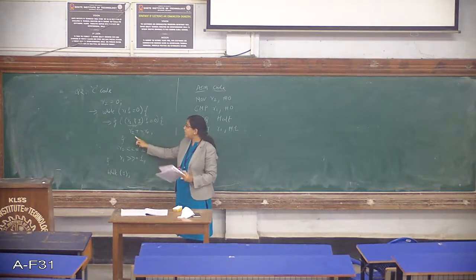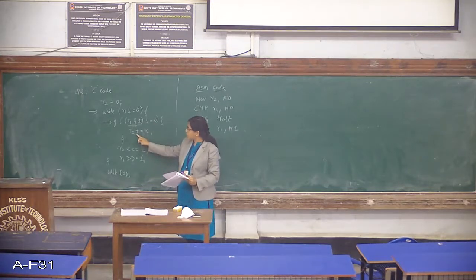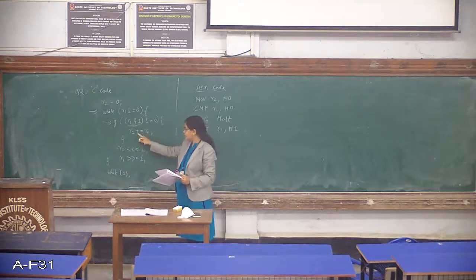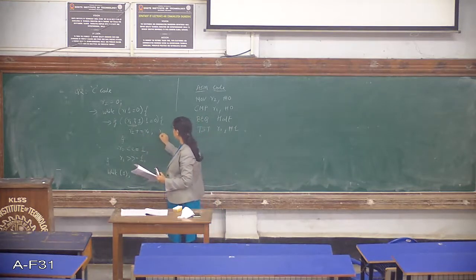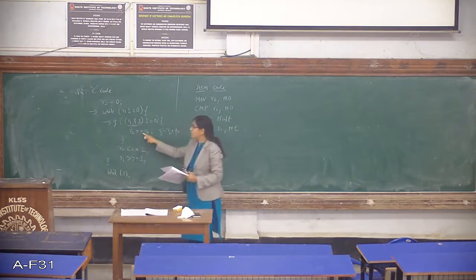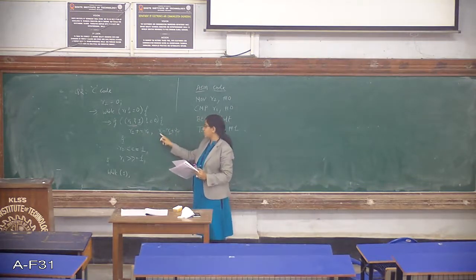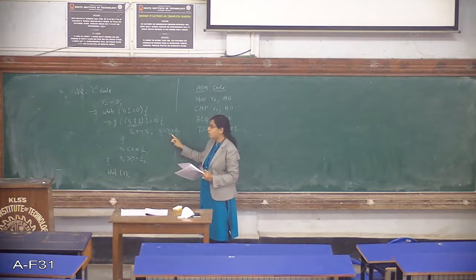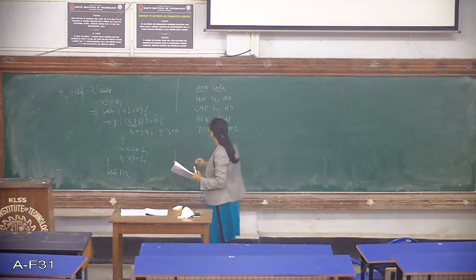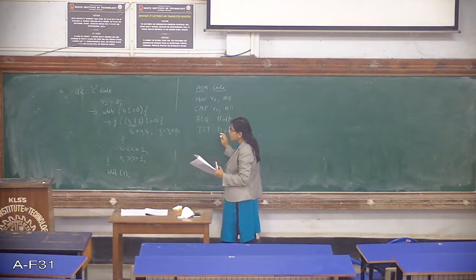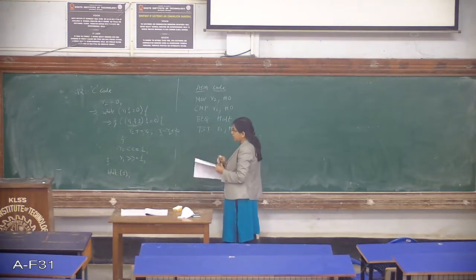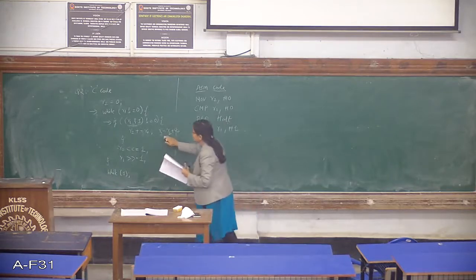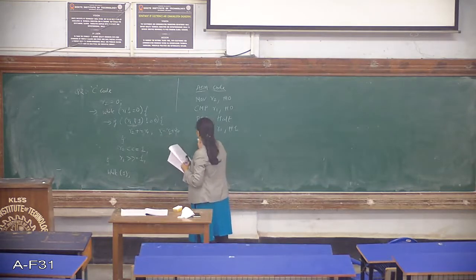What is there in the if statement? R2 plus equals R0. So this instruction is as good as R2 equals R2 plus R0. I hope you know this notation, plus equals. So it is nothing but R2 is equal to R2 plus R0. Once you do this, you are comparing. If it is not equal, go into the execution of the if statement, that is addition.